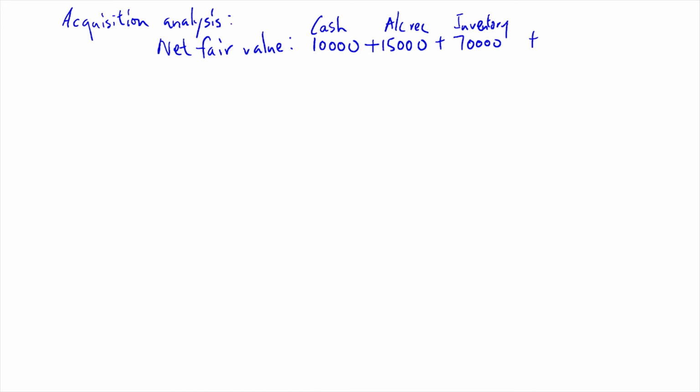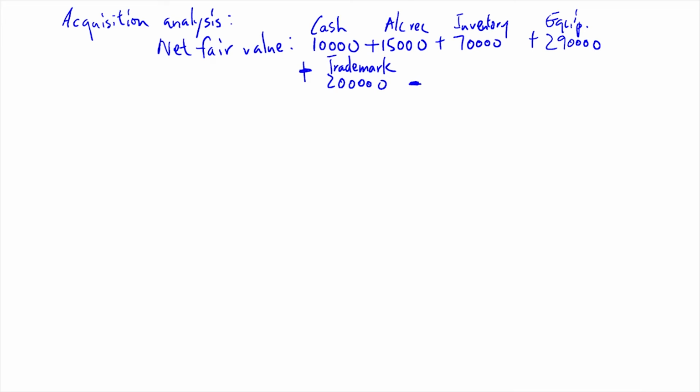And then we got 290,000 equipment. And then we also got trademarks of 200,000. That's all the assets that we have on that financial statement. And remember, we are interested in the net fair value of identifiable assets and liabilities. So after that, we also want to minus the liabilities.